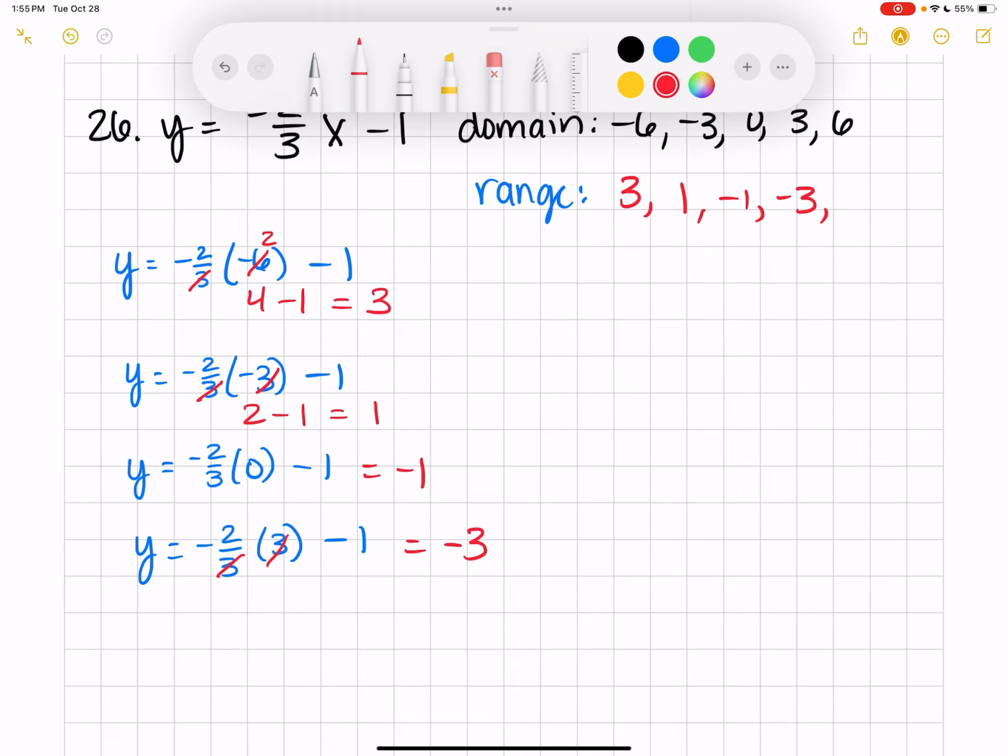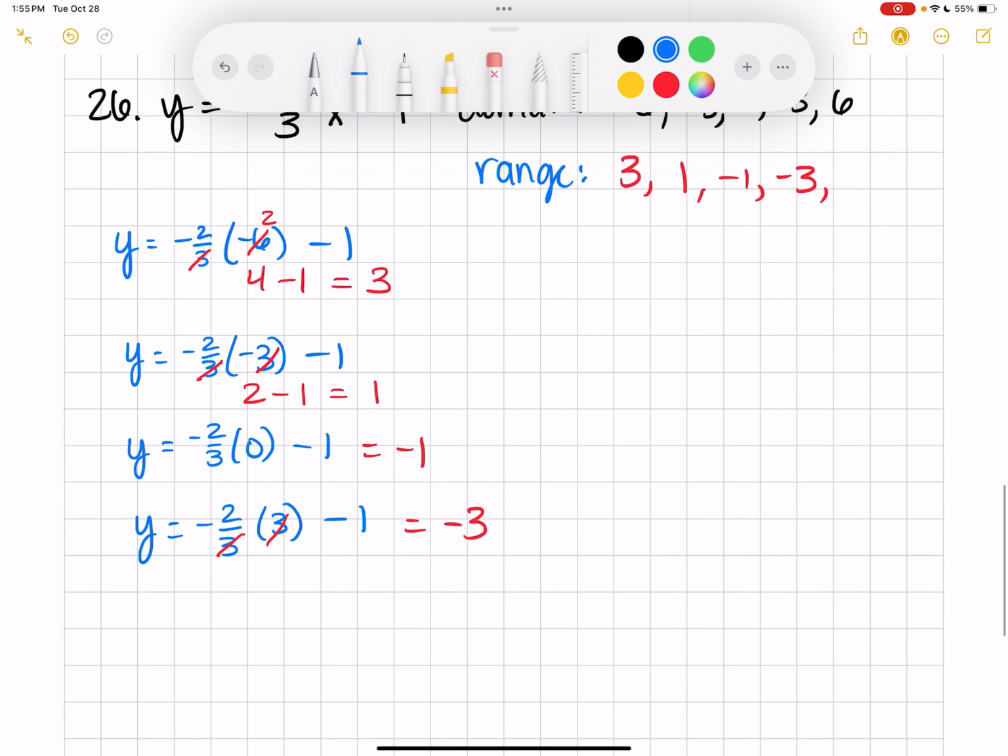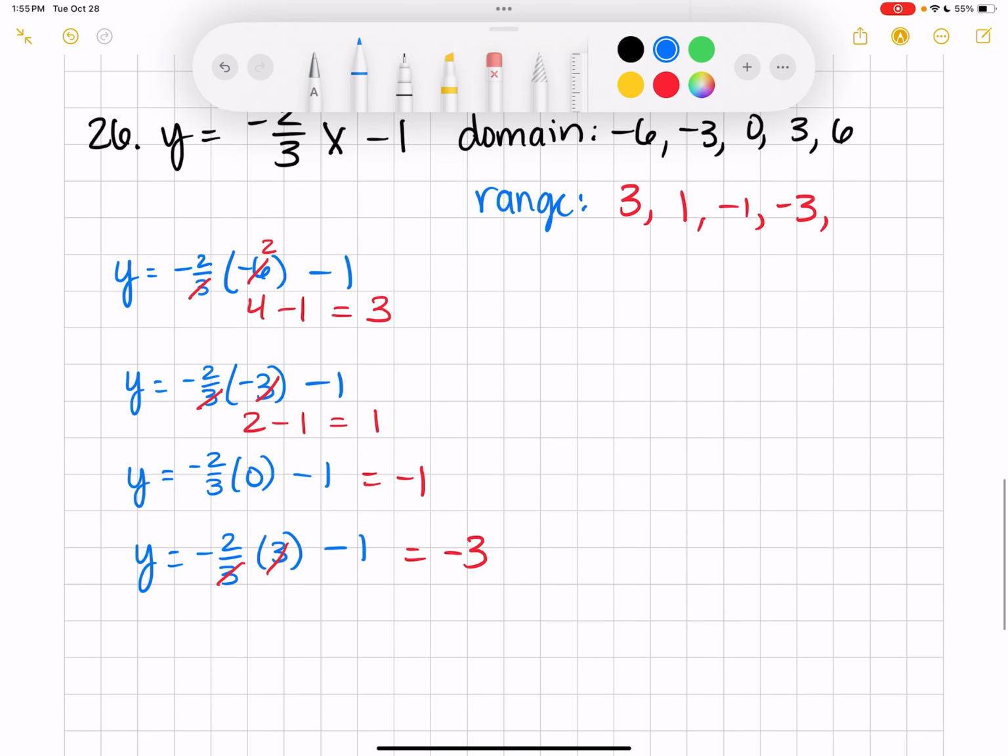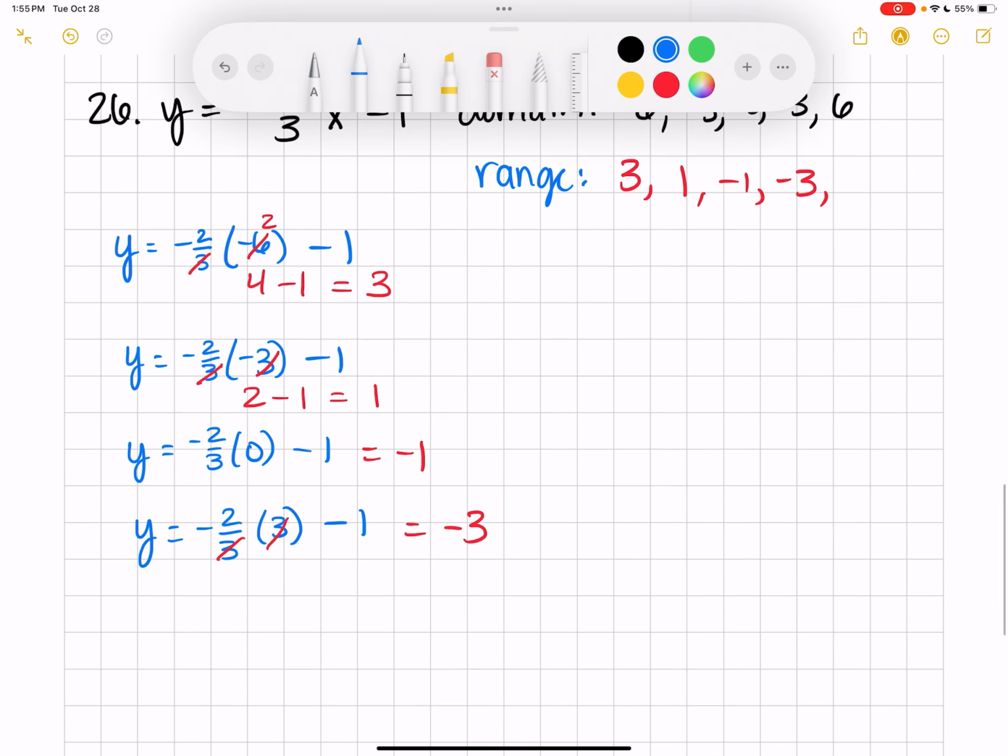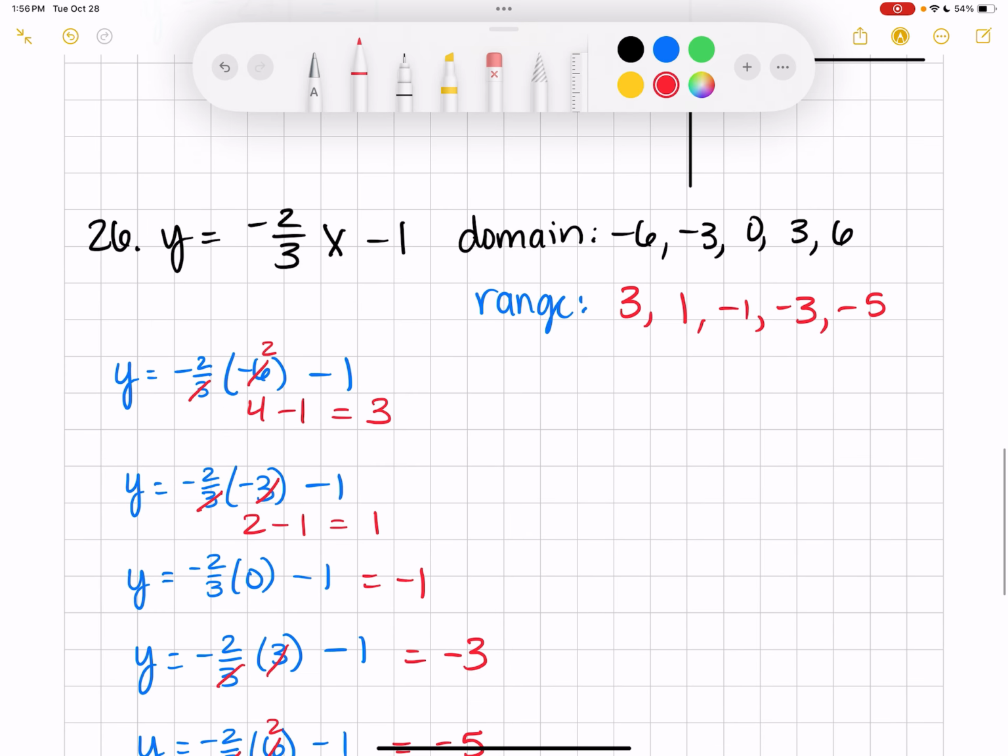And then lastly, what? Did you ask a question? Me? Yeah. No, I said I was just saying the answer. Oh. And then the last one, y equals -2/3 times 6 minus 1. Can we cancel out? 3 goes into 6 2 times. Negative 2 times 2 is -4. Minus 1 is -5. So between each of these, essentially I subtracted 2.